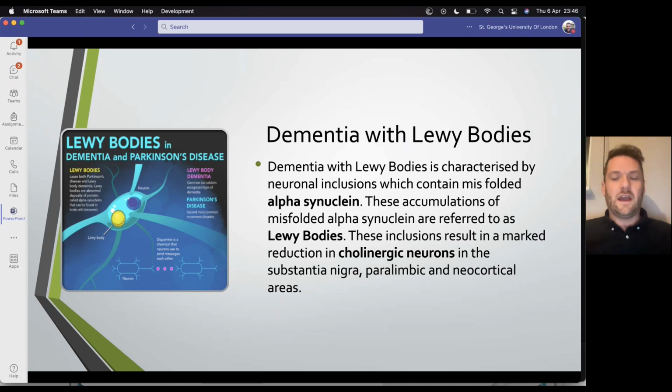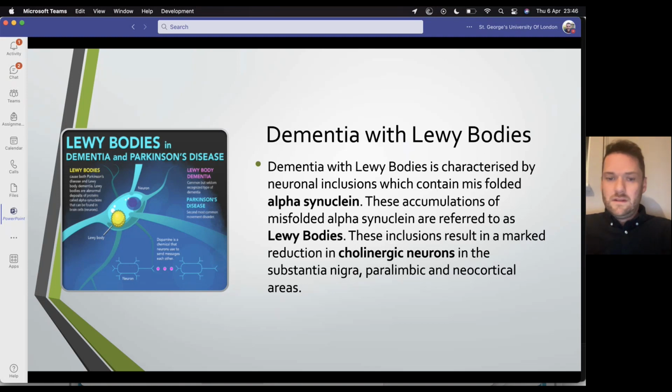And like Alzheimer's, these also result in marked reduction in cholinergic neurons. But if you remember from your Parkinson's week and the substantia nigra, these can have a huge effect on that whole area as well, so in the basal ganglia. They also do affect the neocortical areas too, but it really is a lot of the basal ganglia that gets affected here, which is why you'll get Parkinsonism as a symptom. So Lewy bodies, dementia and Parkinson's disease are very much related, as you'll see going on.